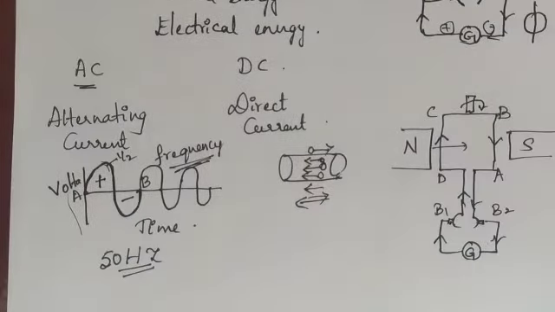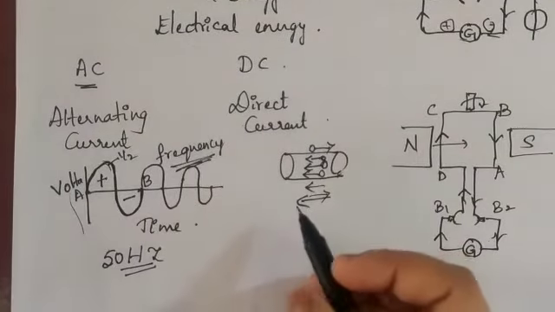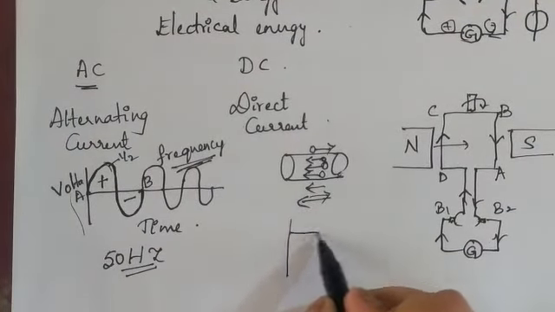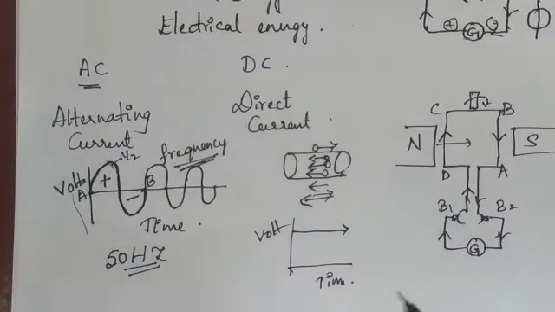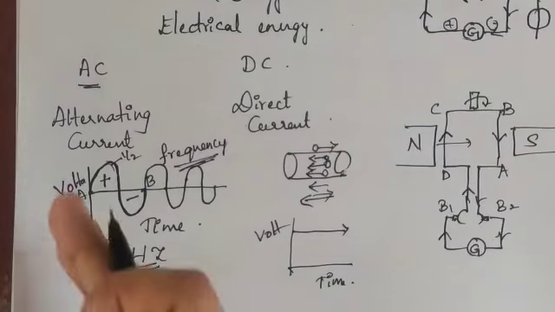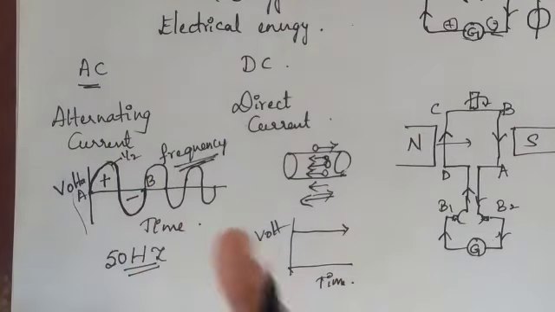Now DC current, how will the circuit be? DC means the voltage remains constant with respect to time. That means a constant voltage will be maintained. There won't be any positive or negative parts. No fluctuations will be there in the case of DC current here.